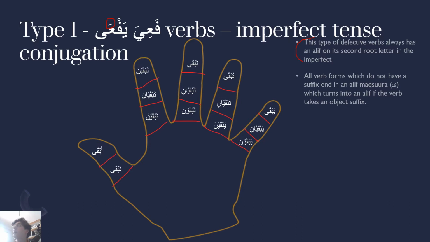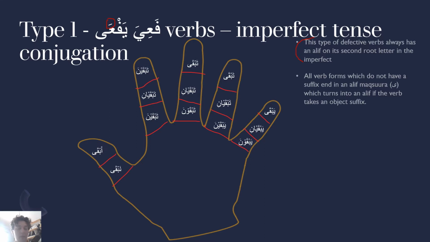Now, all four verb forms which do not have a suffix ending, so think of kataba yaktabu. Yaktabu does not have a verbal suffix. So verbs like that will end in alif maksura in this if they are one of these forms. So yaf'a. So yaktabu, no suffix. So baqiya would go to yabka.